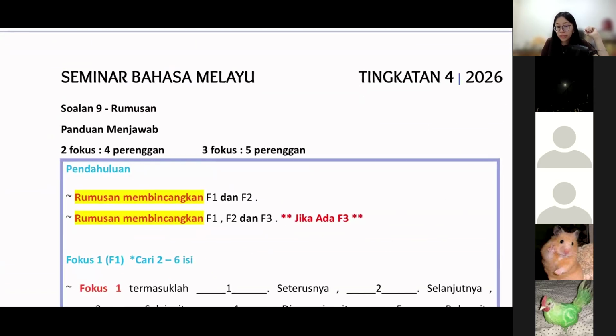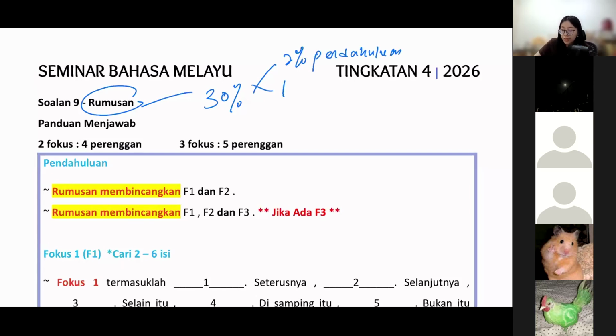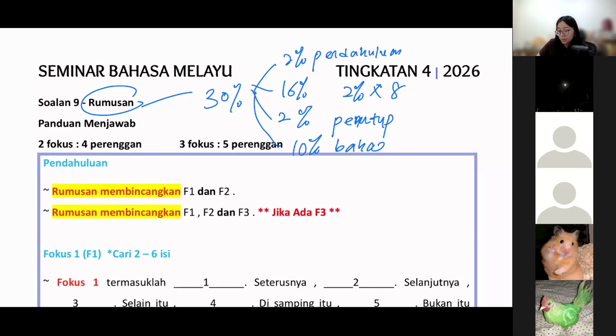Okay, now we go for rumusan. I introduce again the rumusan format. Okay, rumusan is 30 marks. And then 2 marks is pendahuluan. And then 16 marks is EC, which is 8 times 2. Sorry, 2 marks times 8 EC. And then 2 marks is penutup, closing. And then 10 marks is the bahasa marks.